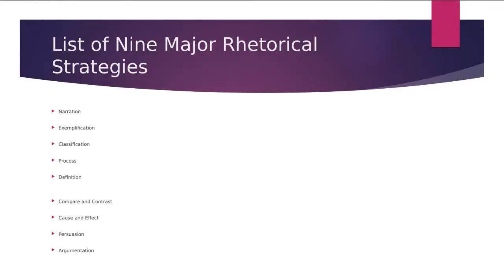All right, so these are the rhetorical strategies that we will be studying. Some of these we will use, others we just want to know about. They are narration, exemplification, classification, sometimes called classification and division, process, definition, compare and contrast, cause and effect, and persuasion. And there's actually one more that I should have included, and that is argumentation. Argumentation is actually considered a separate strategy from persuasion, although they are very similar.